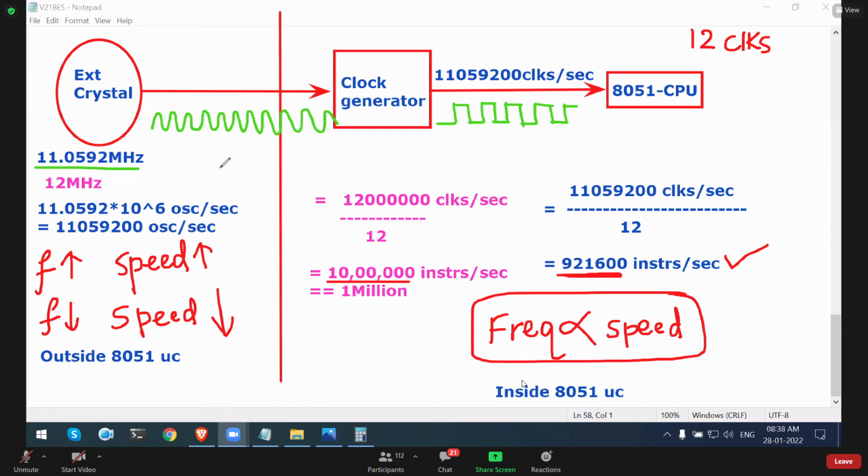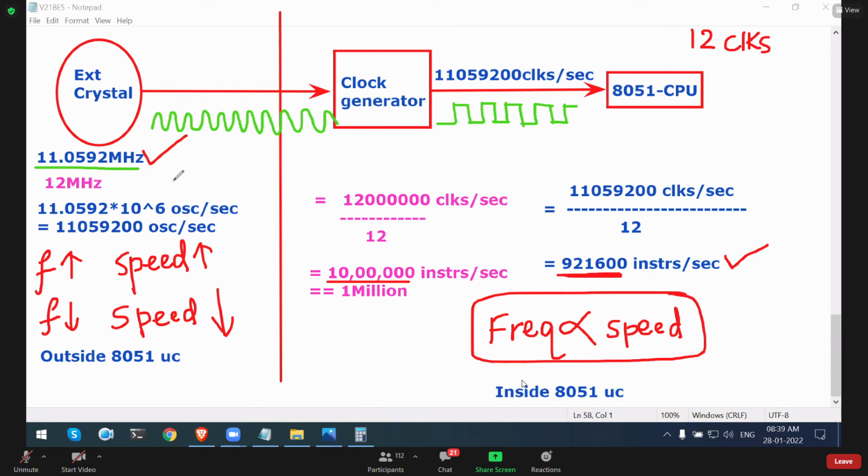The third question is, why is a crystal frequency of 11.0592 megahertz often used in the 8051 family? I think I have said it earlier also. The reason behind using this odd frequency is to set the exact baud rate of UART communication. Suppose you are using UART for serial communication, and there is a baud rate setting in the UART. To set the exact baud rate, this odd frequency will help you.